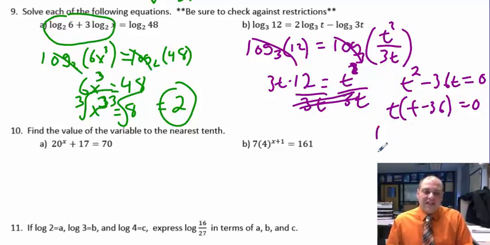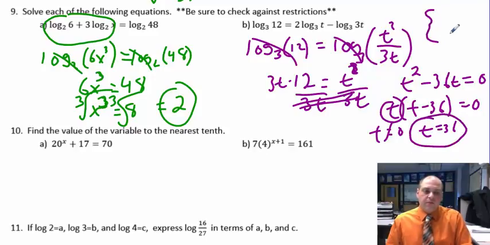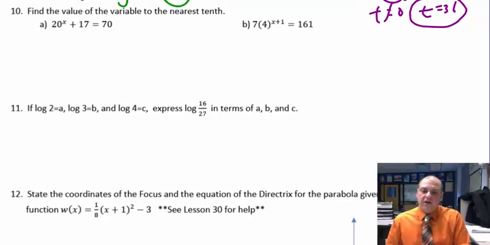All right, so t equals 0, and that's a t equals 36. And of course, you can't have a 0 in the log, so that cannot be 0. So t equals 36 is my solution there. So I'm just going to put that in braces. You should have 36.